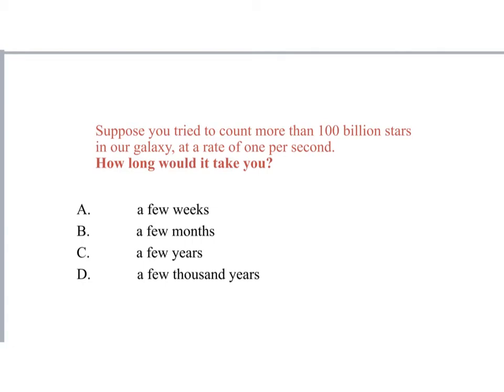So I told you, and we as astronomers figured it out, that there are about hundreds of billions of stars in one galaxy. And that's definitely true for our own galaxy. So suppose you try to count 100 billion stars at a rate of 1 per second. How long would it take you? What do you think? Just another way of thinking about the vast number of stars that exist in our own galaxy.